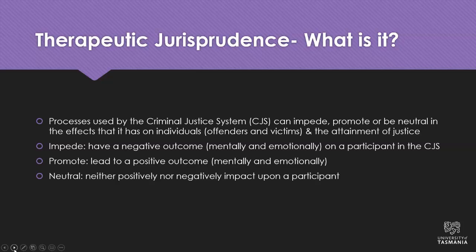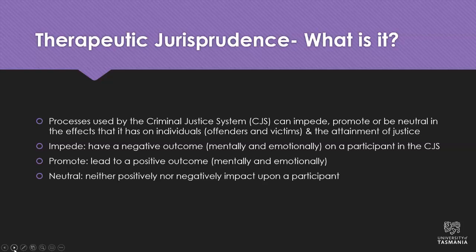The way that people who are proponents of therapeutic jurisprudence look at the criminal justice system is as having three ways in which it can affect individuals. That is, it can impede people, promote goodness, or be neutral. So this is not just offenders, but also victims, and it is thinking more broadly about what is justice.